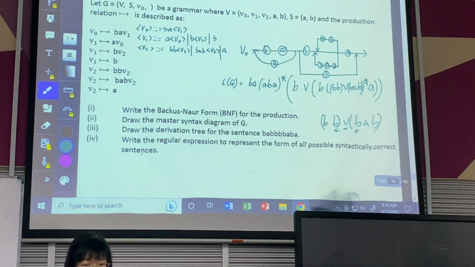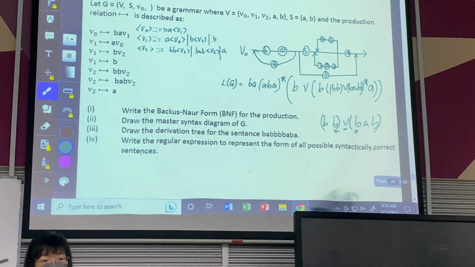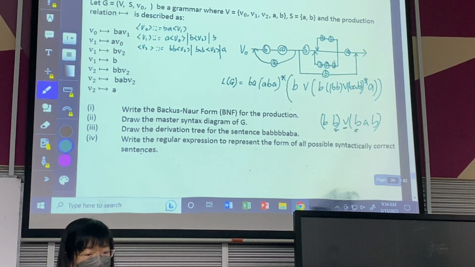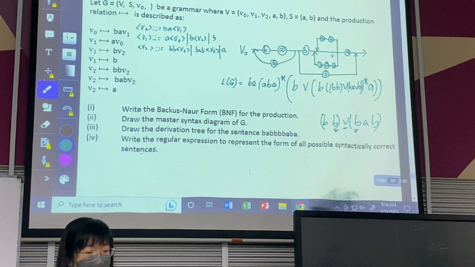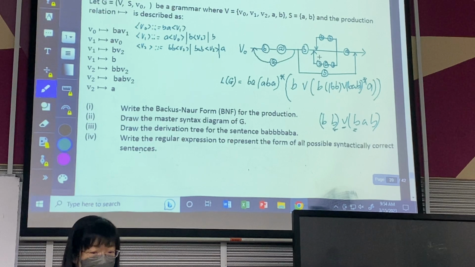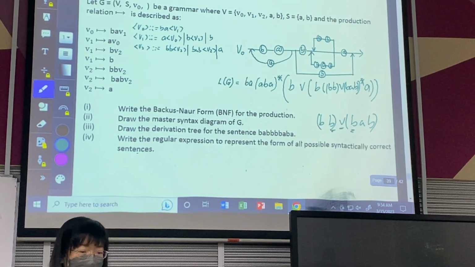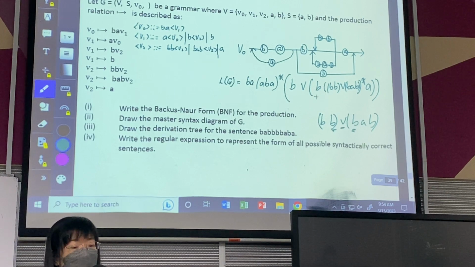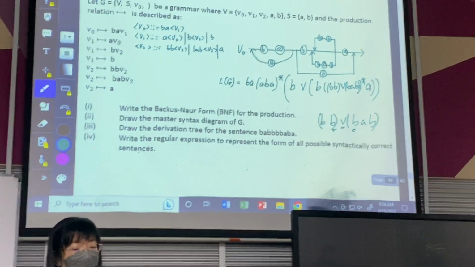And the whole thing will be in the bracket asterisk. So these are the loops shown in the diagram here. Either I loop the BB or I loop the BAB. The whole thing bracket asterisk. Then outside here you have B, and the right side you have A. So this is the part B at the left, A at the right.